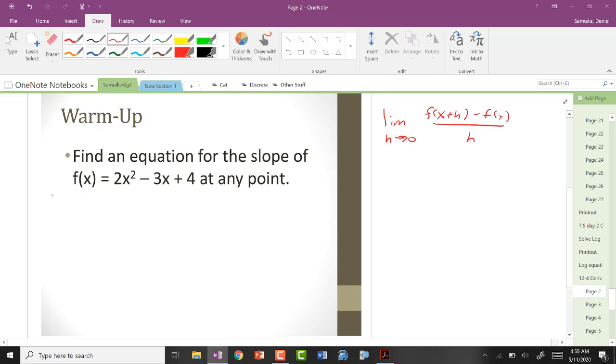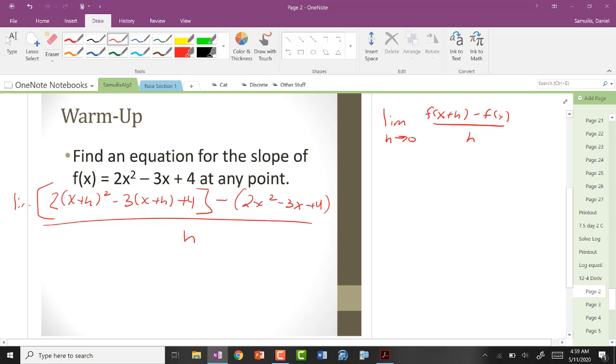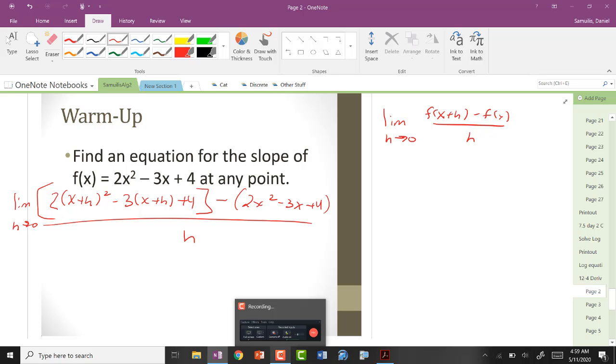Okay, so when we plug that in, first of all, I need 2 times x plus h squared minus 3 times x plus h plus 4. That's my f of x plus h. Now I have to subtract f of x, which is 2x squared minus 3x plus 4, and divide that by h, and then all of that is as the limit is approaching 0. Okay, so you can go ahead and work through that. I'm actually going to pause it from my end and just work through it so that I don't have to talk the whole way through, and hopefully we end up with the same answers.